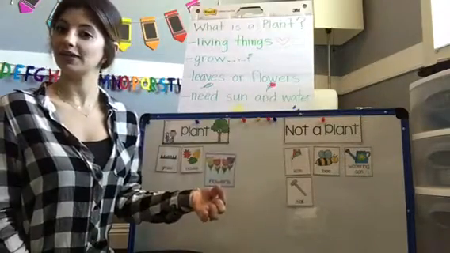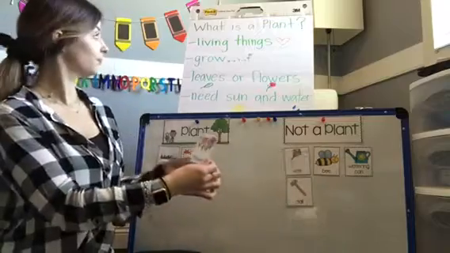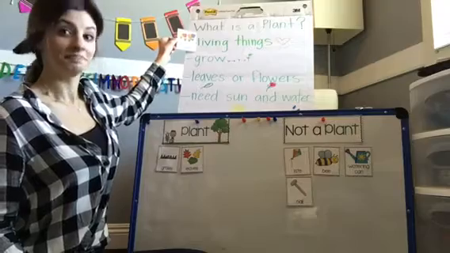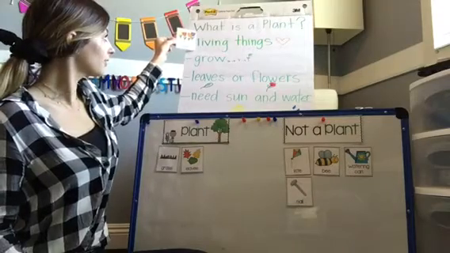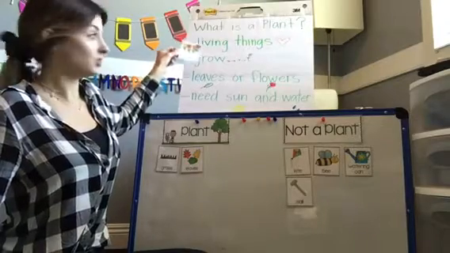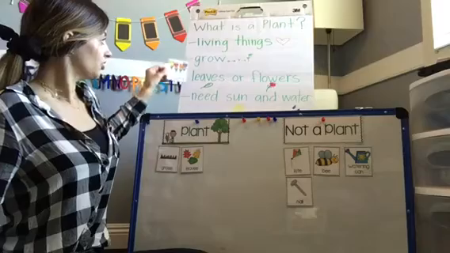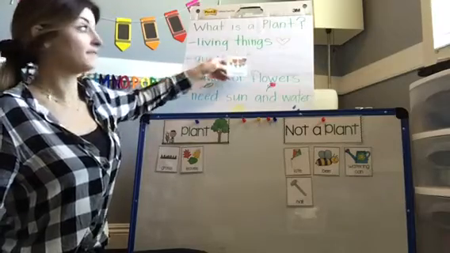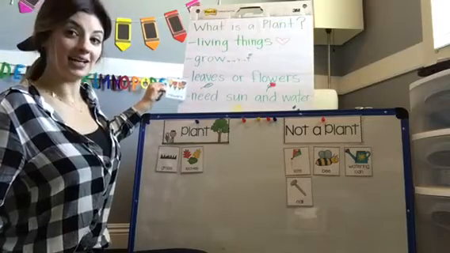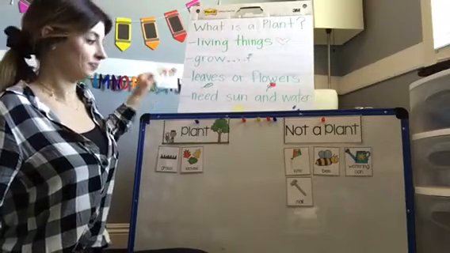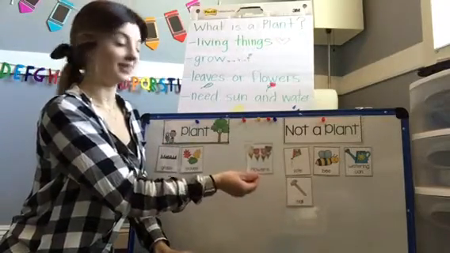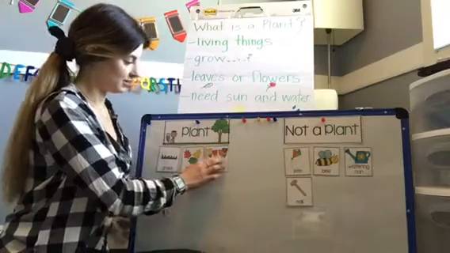Flowers. Are flowers a plant or not a plant? Are flowers living things? Yes, they are. They're alive. Do flowers grow? Yes, they do, just like in our picture. Do flowers have leaves or flowers? And do flowers need sun and water? So are flowers a plant or not a plant? That's right, flowers are a plant.